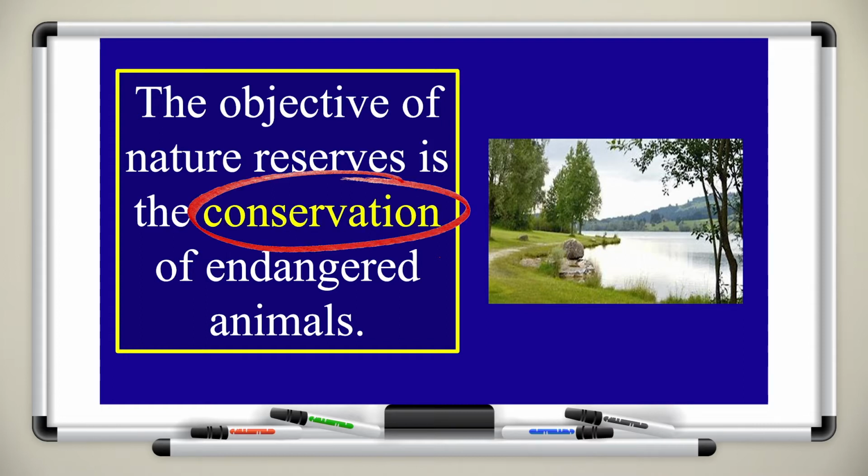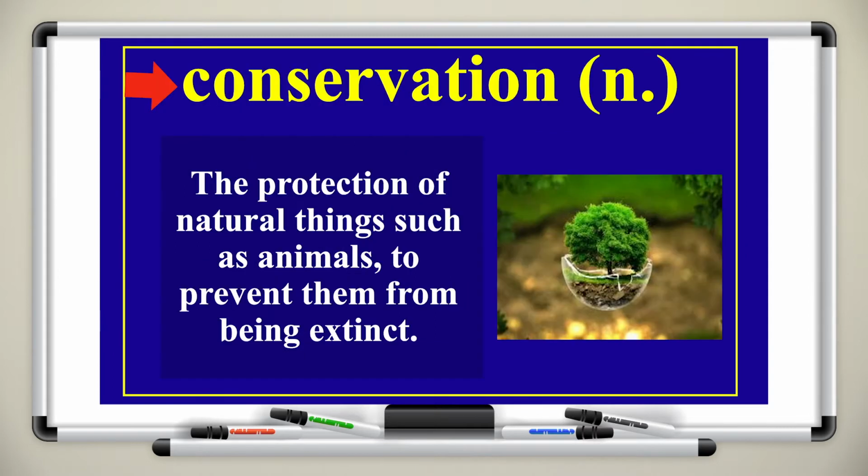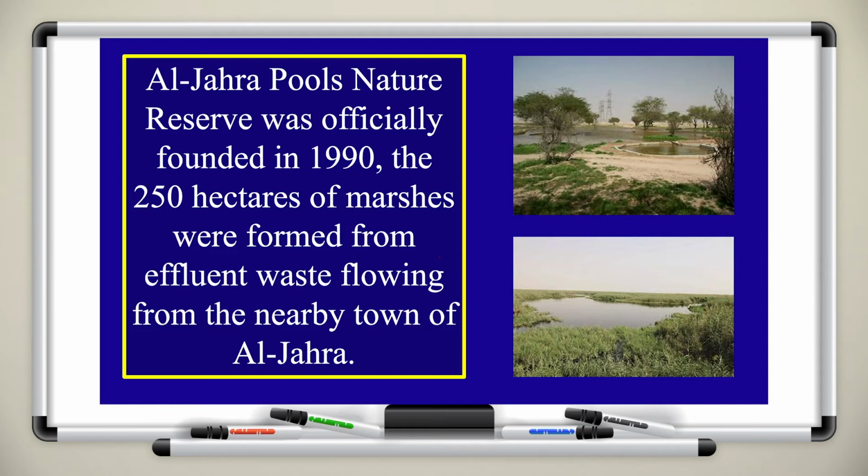Based on the context that you've just read, what do you think the word conservation means? It could mean something like protection, right? Conservation is a noun and it means the protecting of natural things, such as animals, to prevent them from becoming extinct. Now here comes the example that we have in Kuwait. Al-Jahra Pools Nature Reserve was officially founded in 1990. The 250 hectares of marshes were formed from effluent waste flowing from the nearby town of Al-Jahra.